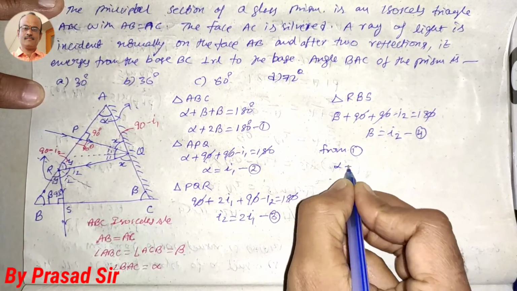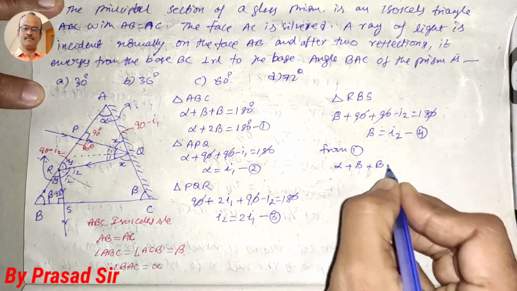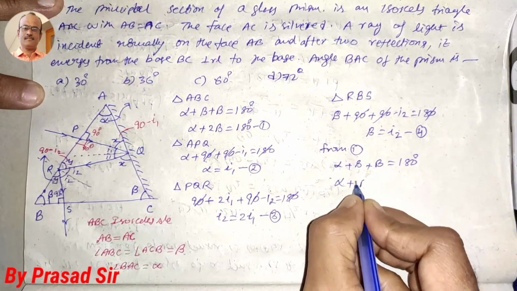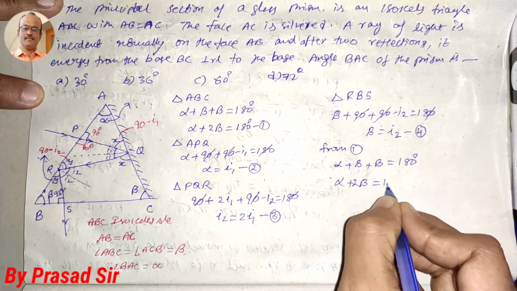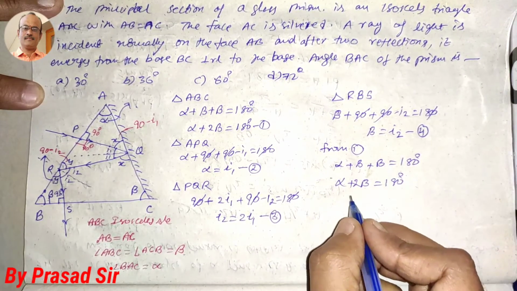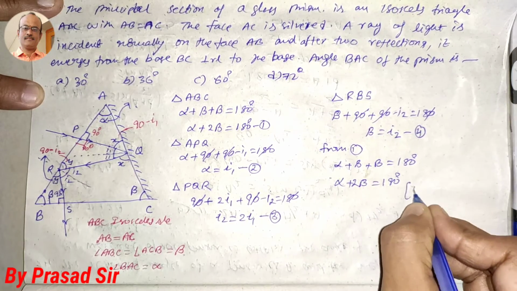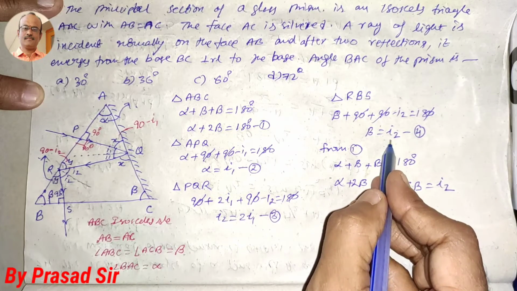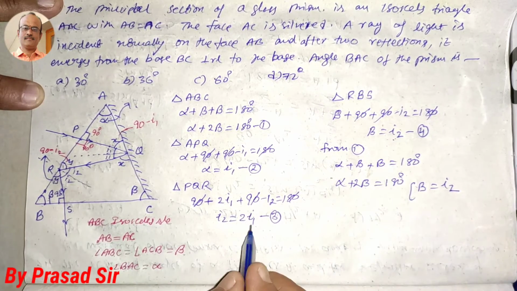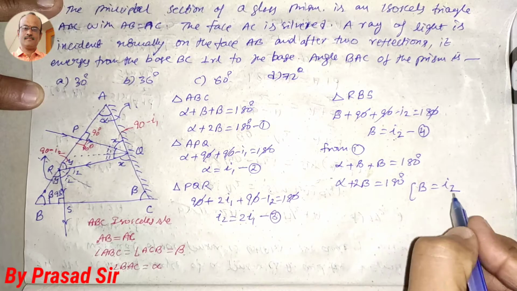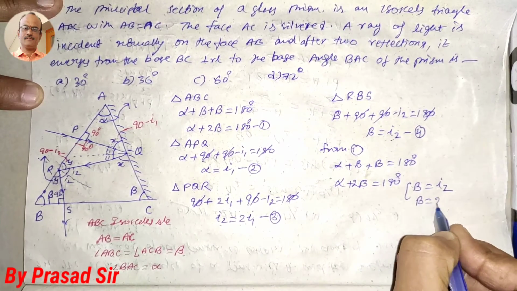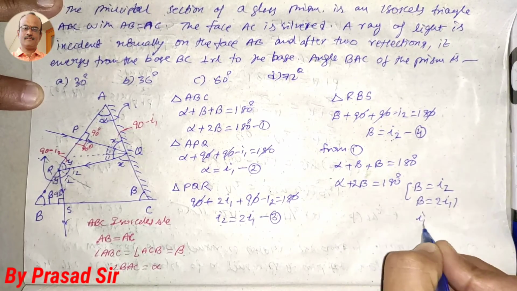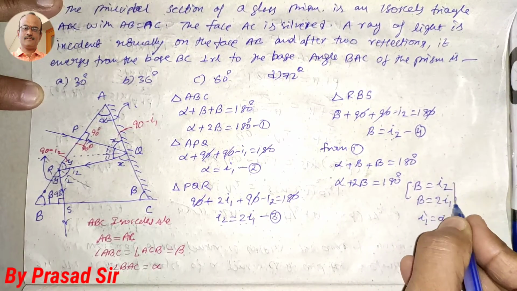From 1, alpha plus beta is equal to 180 degrees, and alpha plus 2 beta is equal to 180 degrees. But one thing remember here, beta is equal to I2 from 4, but actually what is I2? From 3, I2 is equal to 2I1. So that means beta is equal to 2I1, but actually what is I1? I1 is equal to alpha.